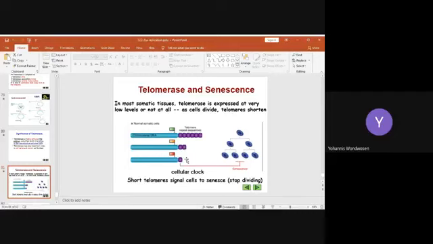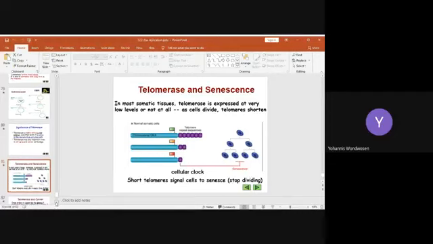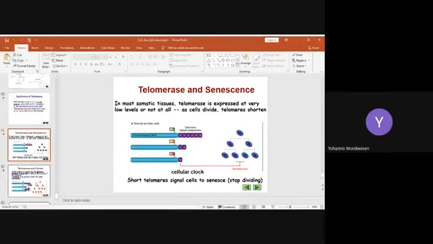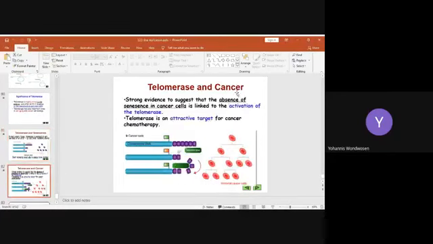Keeping the telomere's length as such might be a target for cancer treatment, it might be a hopeful target. So that's why telomerase is studied in cancer. There is strong evidence to suggest that the absence of senescence in cancer cells, that is programmed cell death, is linked to the activation of telomerase. Telomerase is an attractive target for cancer chemotherapy. That's why we are calling it that.